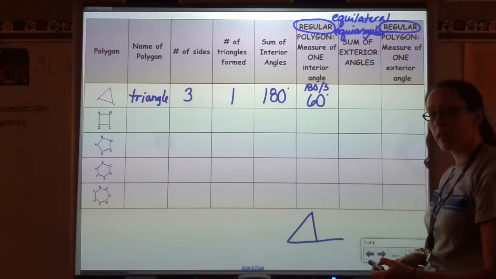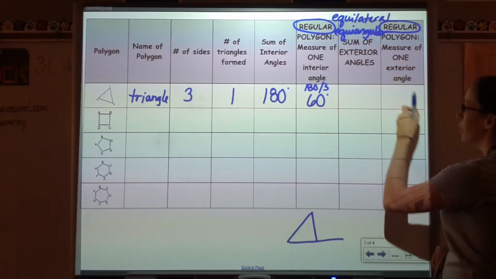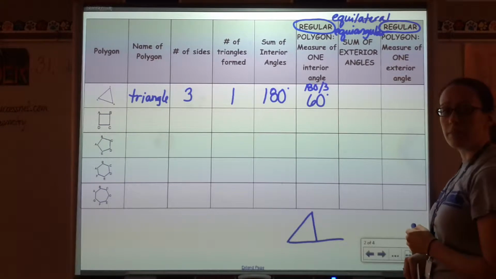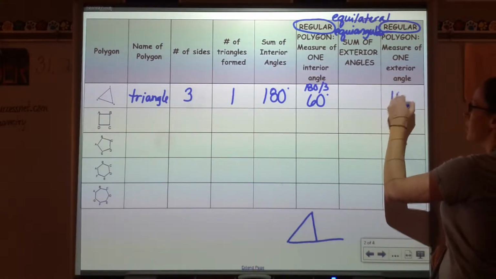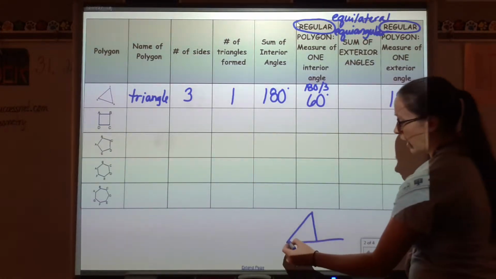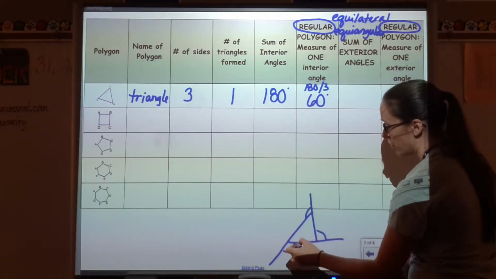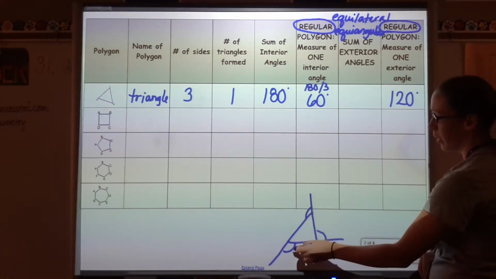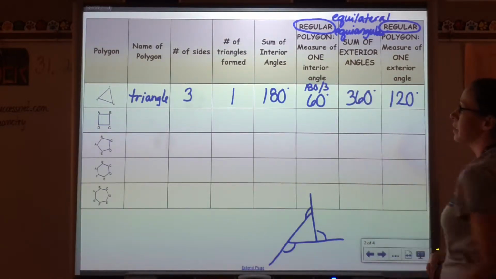We can also say that they are supplementary, so the sum of this value and the sum of this value should be 180. If that relationship holds true, we know that one exterior angle will be 120. For a triangle, we have 3 of those exterior angles, 120, 120, 120, and that gives us a total exterior of 360.